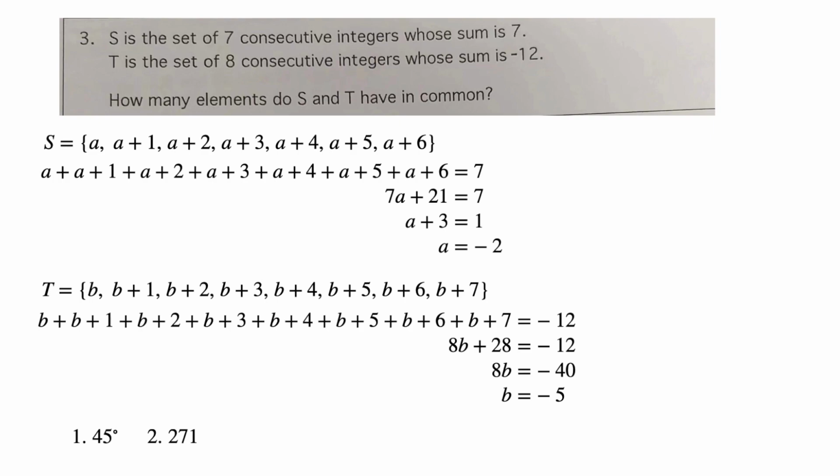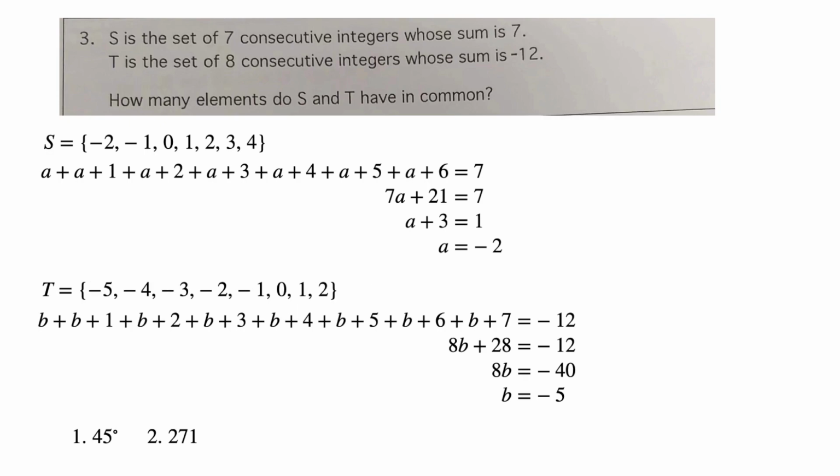Now, because we know what a and b equal, we can substitute them back into S and T respectively, so we can know what the numerical values for each element are. Substituting into S and substituting into T. So the question asks for the number of elements S and T have in common. And from here, we can see that they both have -2, -1, 0, 1, and 2, which is a total of 5 elements.